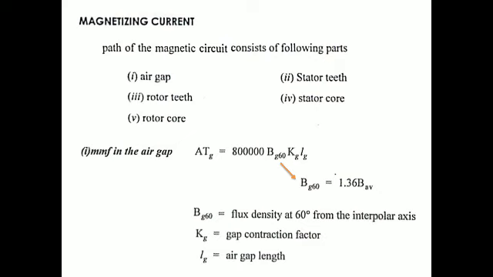People, now we do some problems on the magnetizing current in the design of an induction machine. So just keep this in mind: you need to know the formulas for finding MMF values at the different locations. Mainly, the air gap MMF equation is used repeatedly, that is ATg = 800,000 Bg60 Kg into Lg. For Bg60, it is defined by the assumption of 1.36 of Bav. You know the Bav formula.